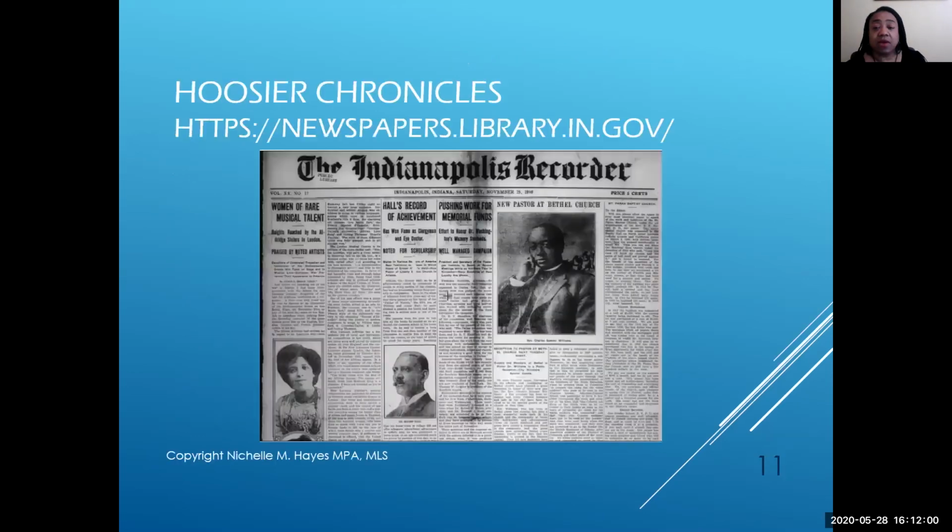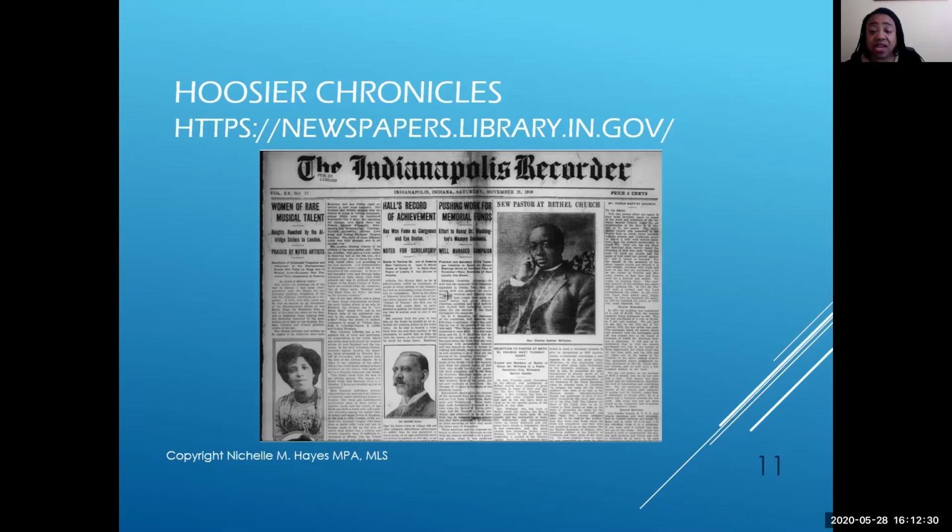So here we have information about Hoosier Chronicles, and the website is there, the URL, and that's a place where you can access a lot of papers that were printed in Indiana. They have a great text search option, so you can search for particular text, or you can search for particular dates.